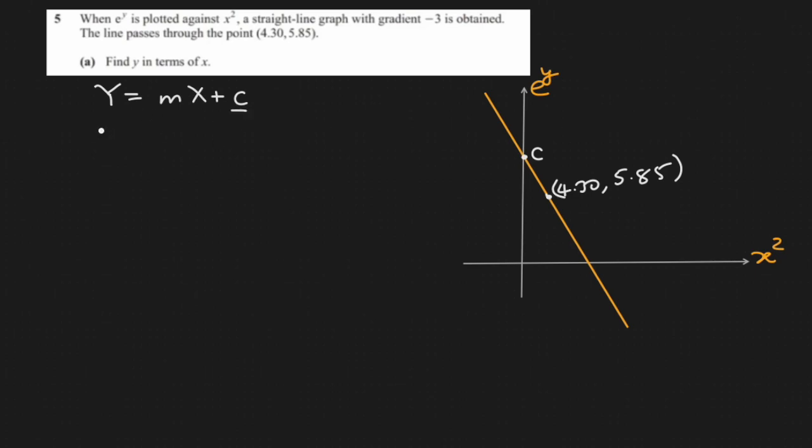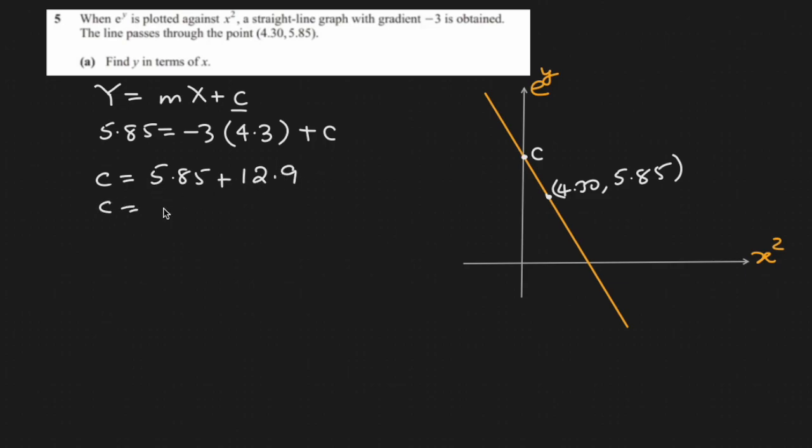So y is 5.85 on this line. Gradient is -3. 4.3 is the x coordinate, 4.30, and c is left here. So that means c becomes 5.85 plus 12.9, which is 18.75. Okay, so we got c, positive 18.75, and that makes sense, right? It is above 5.85, that's right.